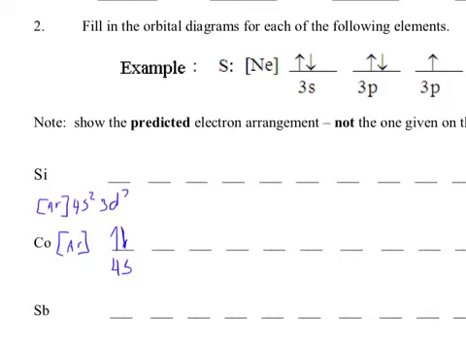Alright, now I'm going to move on to the 3d. Now remember, you can have 5 d orbitals, so I have to show all 5 of them. 1, 2, 3, 4, 5. There's 5 of them, and I'll label it 3d. And now I have to occupy it with 7 electrons. 1, 2, 3, 4, 5, 6, 7.